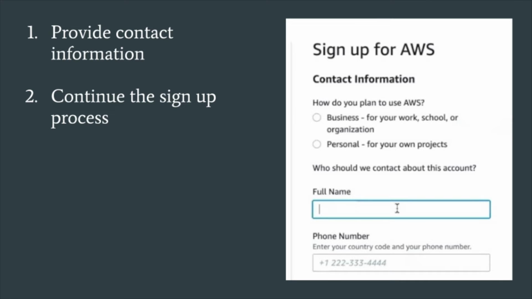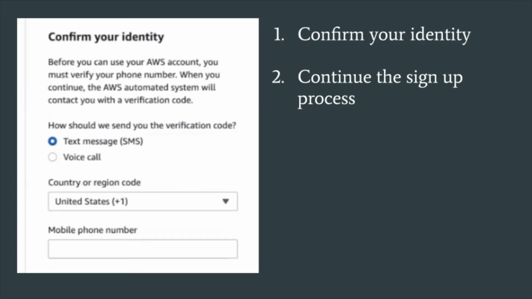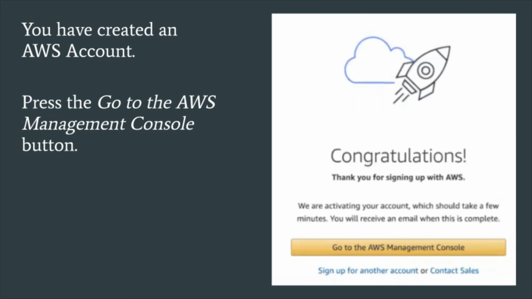You provide your contact information and continue the sign-up process. You provide your billing information and continue the sign-up process. You confirm your identity and continue the sign-up process. You select a support plan and continue the sign-up process. You have created an AWS account. Press the Go to the AWS Management Console button.